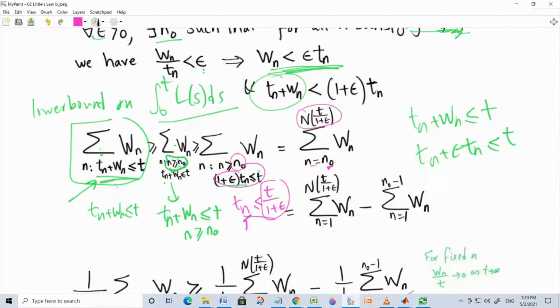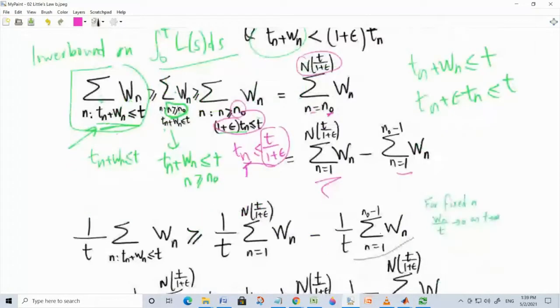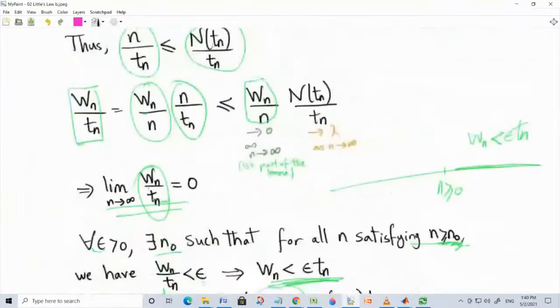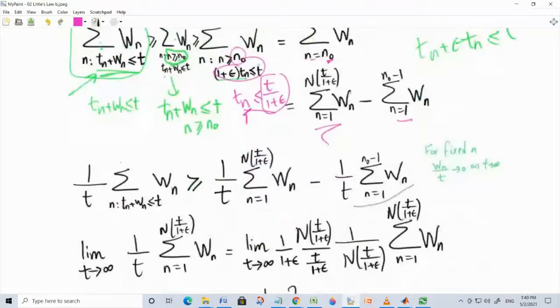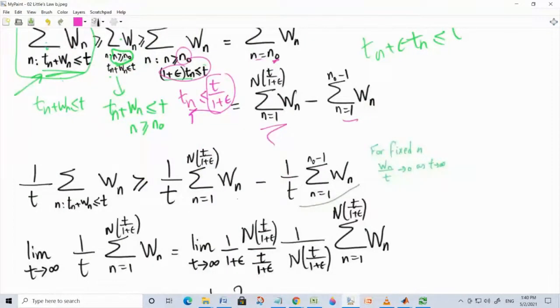And this summation here can be written as a summation from 1 to n of t over 1 plus epsilon, minus a summation from 1 to n0 minus 1. Now, let's divide by t, because remember, this is the lower bound on this quantity, and then we need to divide by t and take the limit as t goes to infinity. And so we divide by t, and then we investigate both terms. And you can convince yourself that basically this second term will go to zero.